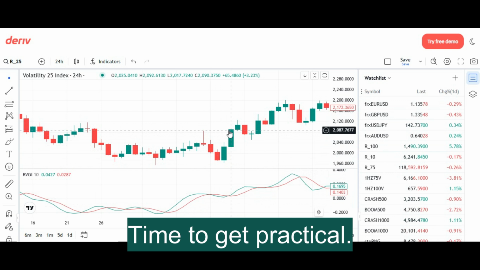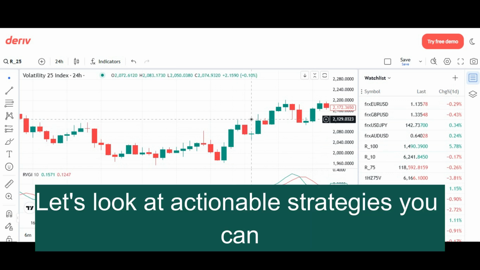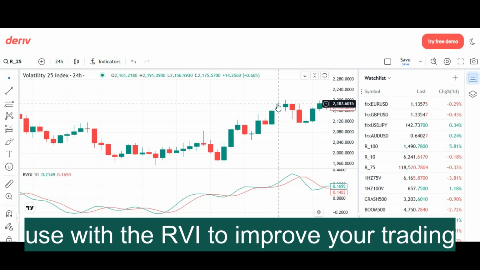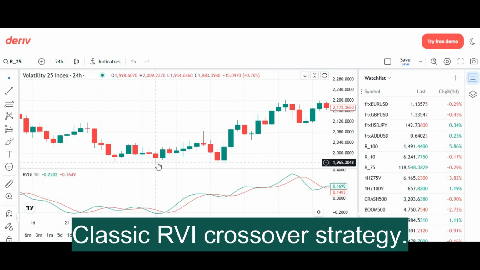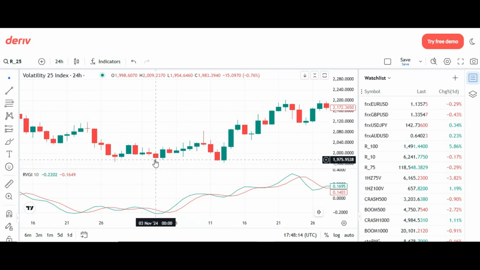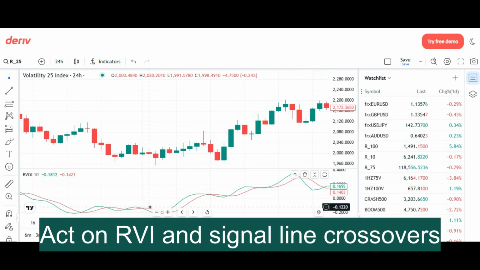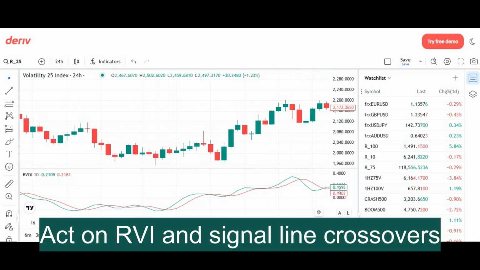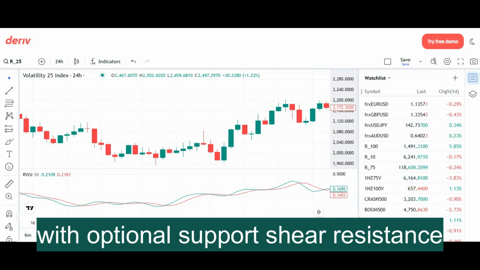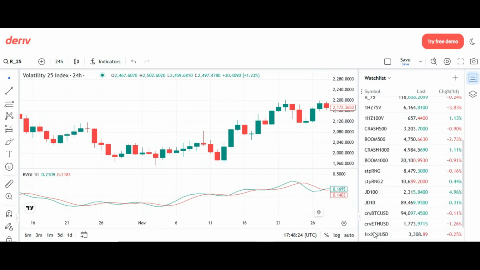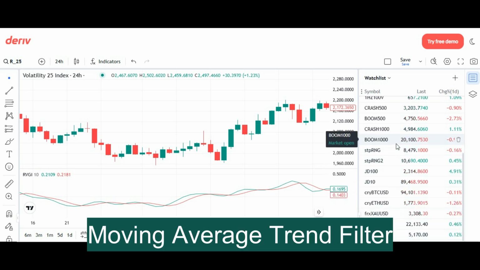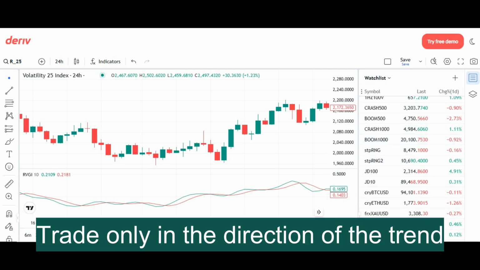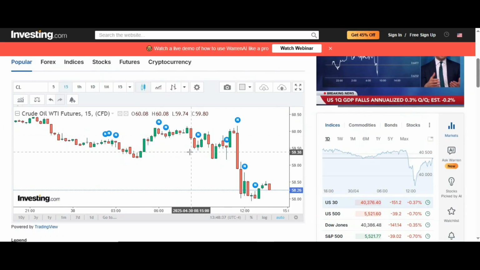Time to get practical. Let's look at actionable strategies you can use with the RVI to improve your trading results. Strategy 1. Classic RVI crossover strategy. Simple but effective. Act on RVI and signal line crossovers with optional support or resistance confirmation. Strategy 2. RVI plus moving average trend filter. Trade only in the direction of the trend for better results.